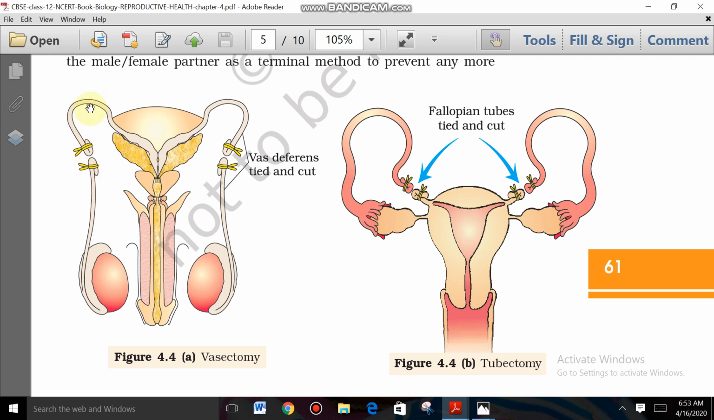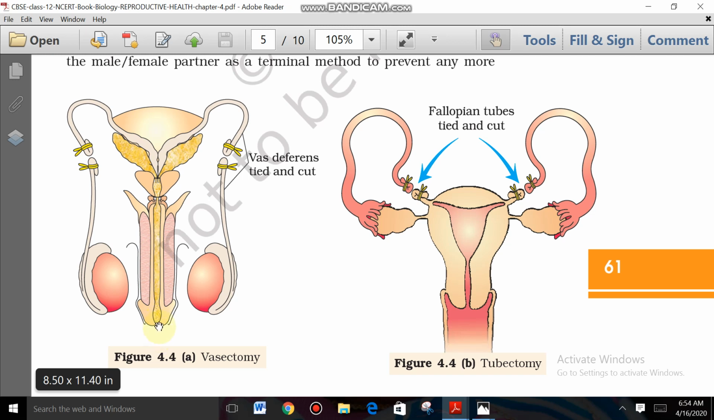When the sperms do not reach, then what happens? Through the penis, through the urethra, the release of semen takes place, but semen without sperms. Why is semen released at the time of coitus? Further, seminal vesicle fluids, prostate gland and bulbourethral gland fluids are released.